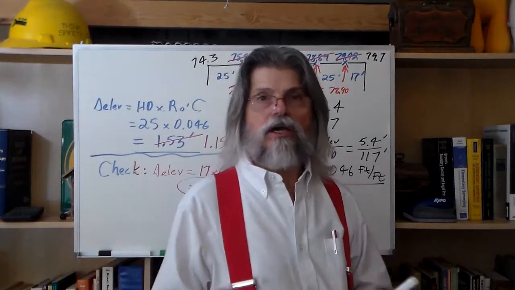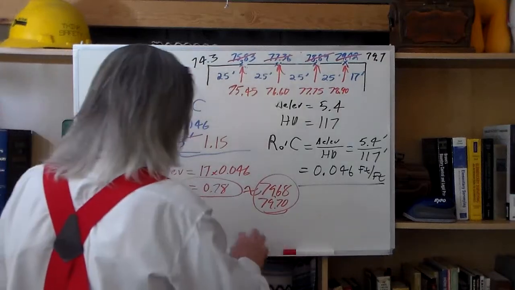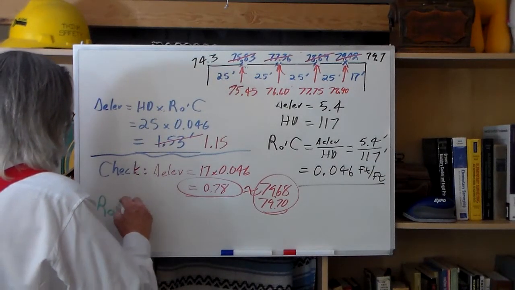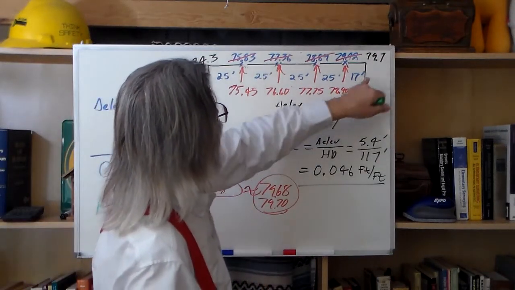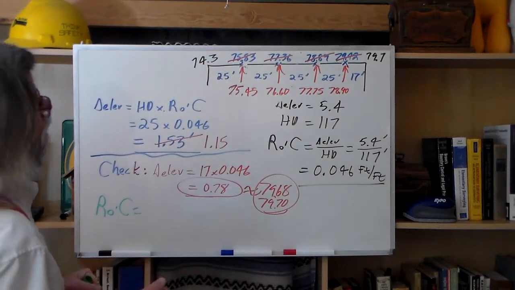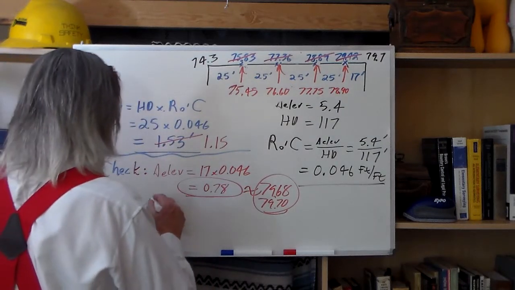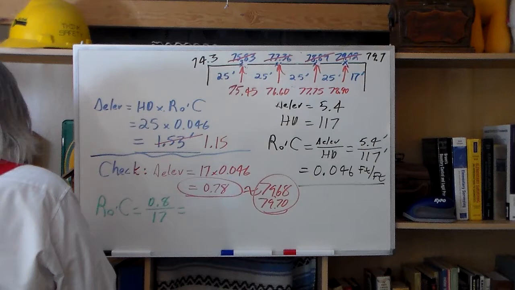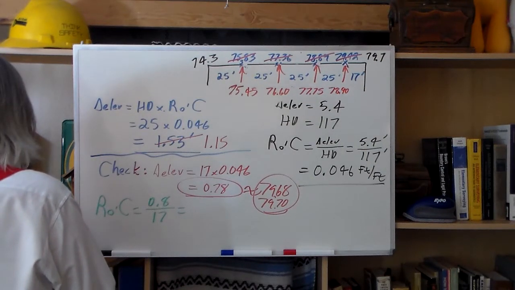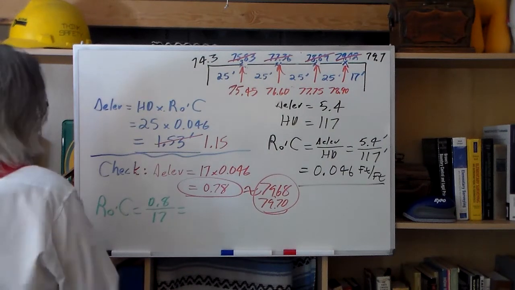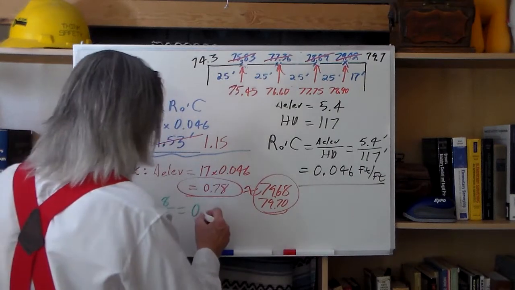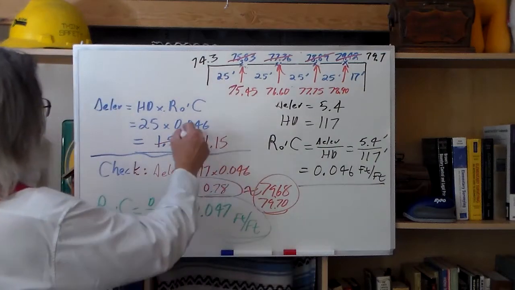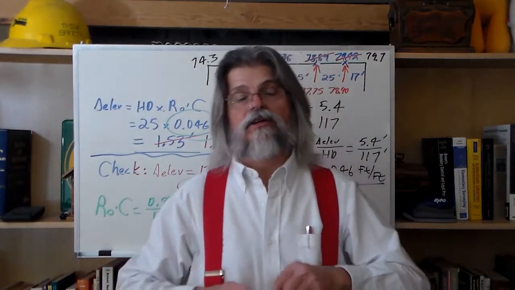But getting back to our check, we're going to rework it the other way. Let's check our rate of change. Let's calculate it for our little segment there at the end. ROC is going to equal delta elevation. We go from 78.9 to 79.7. That's 0.8 feet. 0.8 divided by 17. Get out the old calculator here. Is 0.047 feet per foot. That's almost identical and close enough.